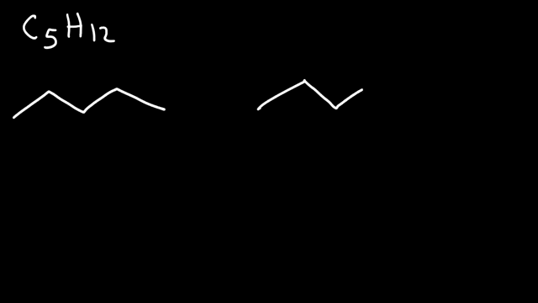Now let's move on to pentane. Let's draw the constitutional isomers of C5H12. So we have 5 carbons. One way we can draw is like this. Another way is we can go down to 4 carbons and put a methyl group on carbon 2. Or we can go down to 3 carbons and put 2 methyl groups on carbon 2. And so these are the 3 constitutional isomers of pentane.